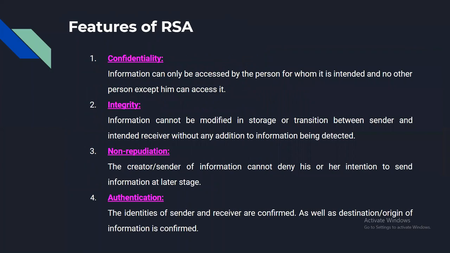Now what are the features of RSA? These are mainly confidentiality. That means the information should go only to the person it is intended for, and nobody else should get it. Integrity means that even if the information is in storage or in transit between the sender and the receiver, it should not be modified. If it gets modified, it will lead to destruction or loss of data, so that should not happen. Then there is non-repudiation, which means the creator or sender of information cannot deny his intention of sending that very information at a later stage.